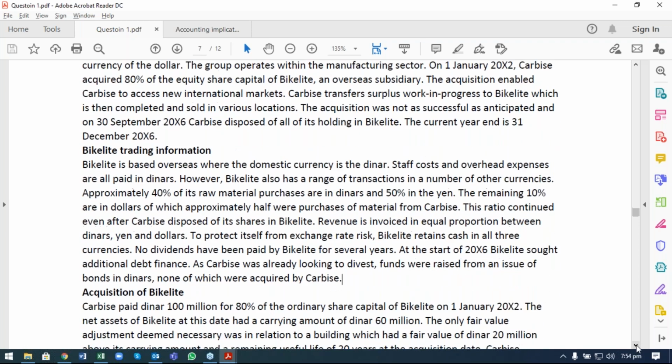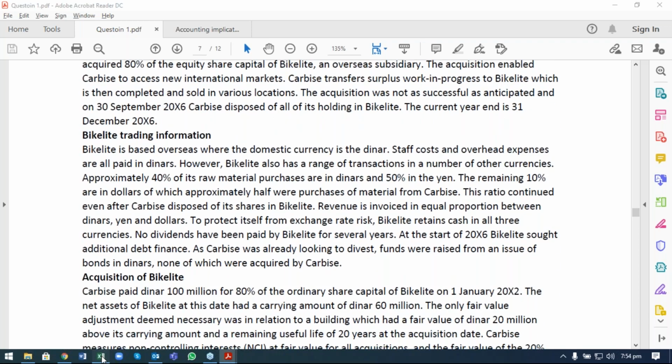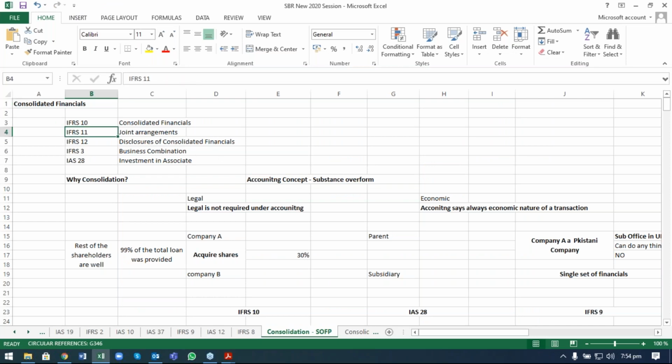Okay, the next portion is related to the consolidated section. The important thing is there are basically 5 standards in relation to the consolidated section. IFRS 10, consolidated financial statements. IFRS 11, joint arrangements. IFRS 12, disclosure of interests in other entities. IFRS 3, business combinations. Then IAS 28, investments in associates. So these are the 5 basic standards, and they give you an idea of how to account for these.